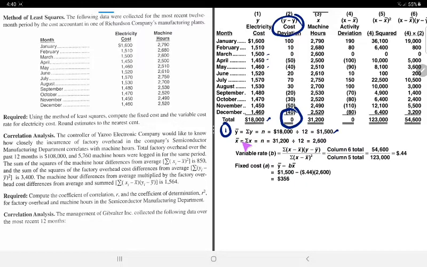The difference between your machine hours, which will be your cost driver, your X. And so what is our X bar? Our X bar is, again, the total of 31,200. We divide by the number of observations. We have now 2,600 as the X bar of the machine hours.